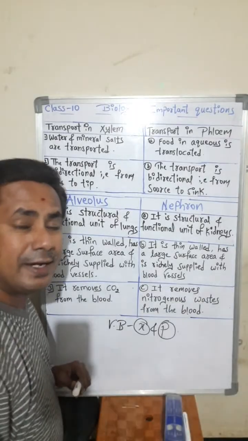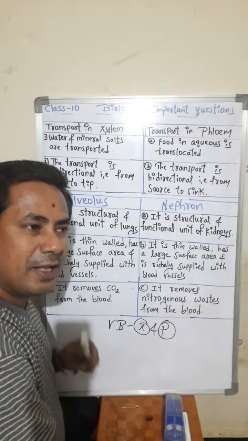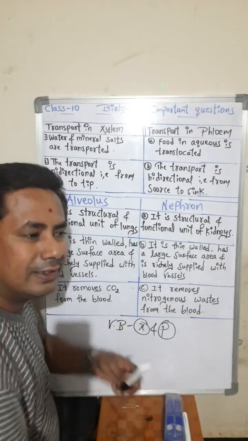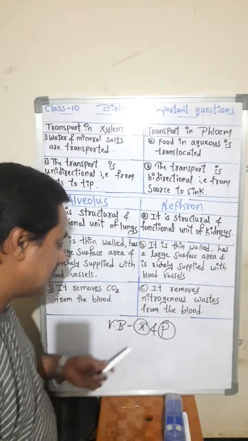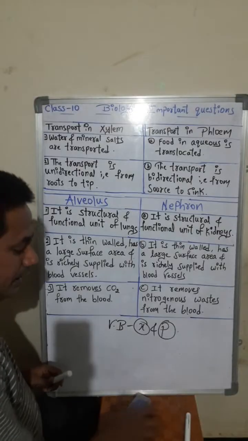Where is food prepared in the plants? In the leaves, as you already know. Leaves prepare the food with the help of photosynthesis. That food is transported to all the different parts of the plants and trees. That is phloem. It is a little bit confusing.